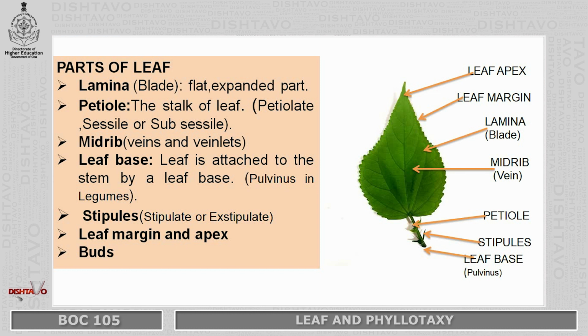The main vein is called the midrib. It has a number of branches which are called veinlets. All these veins and veinlets have vascular supply, meaning they have vascular bundles which help the leaf to supply food, water and nutrients to itself. Then we have the main vein which is called the midrib.